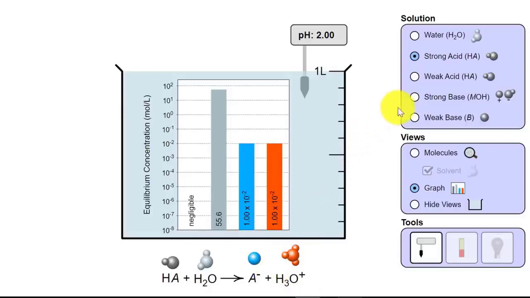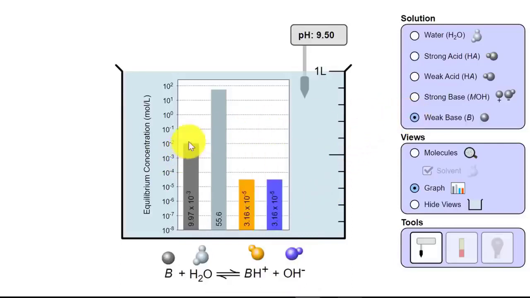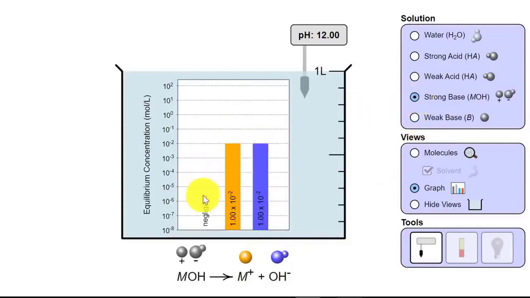Now let's look at the base. Notice how the weak base, there's still a bunch of weak base left, and some of them are being dissolved into the OH-. But look what happened when I have a strong base. All the base has completely dissociated in the form of OH-.